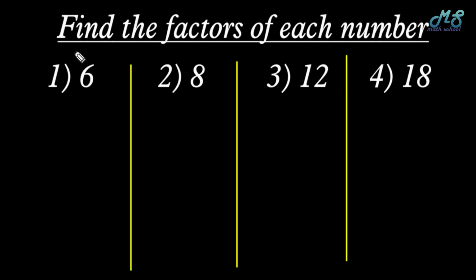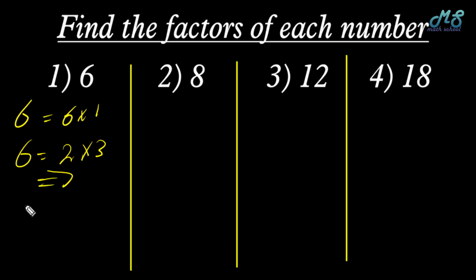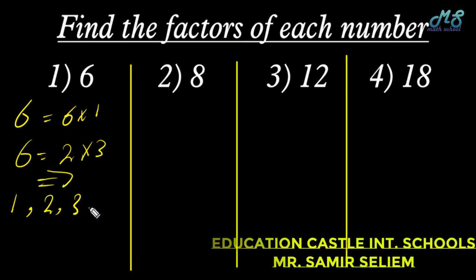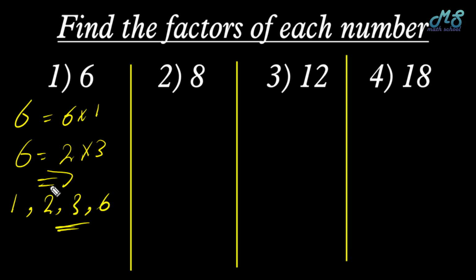But how can we find, guys, the factors of each number? Ask yourself. The first one is 6. 6 is 6 times 1. And 6, guys, is 2 times 3. Now we can write the factors of 6: 1, 2, 3, and 6. Now, how many factors of 6? We have 4 factors, we studied before.